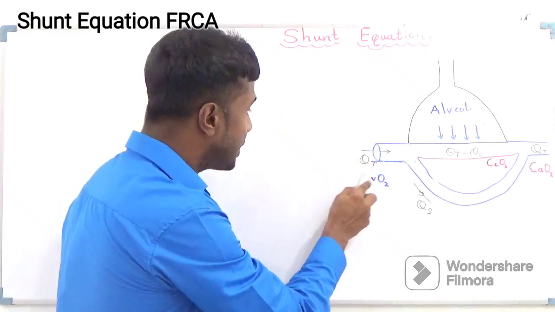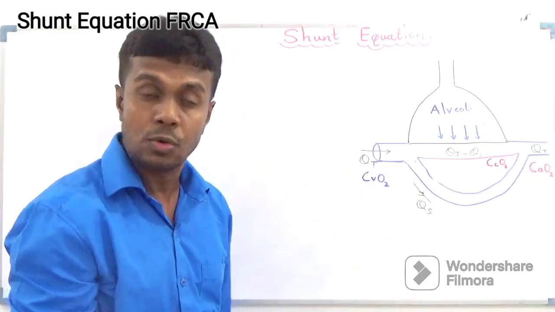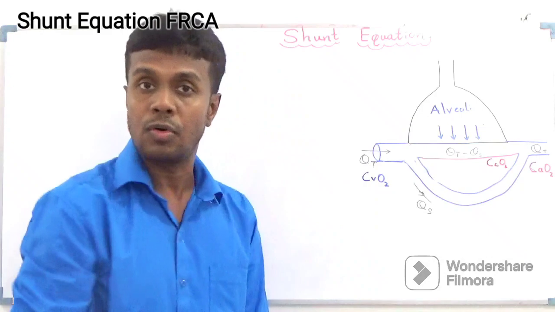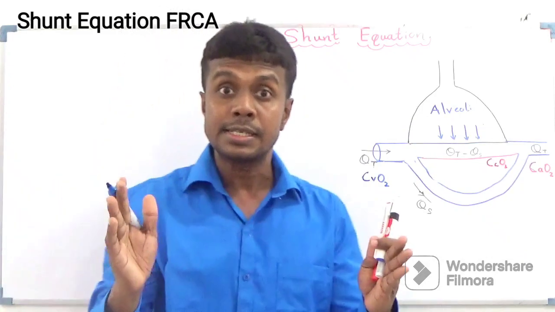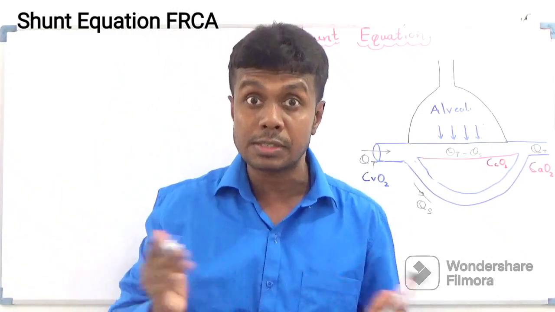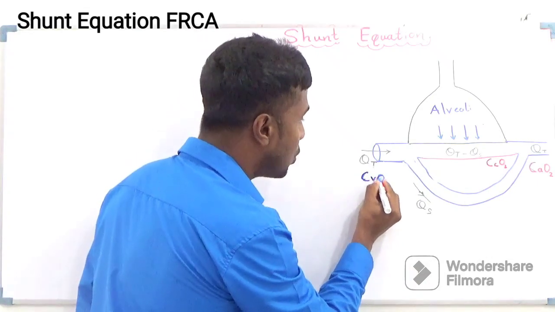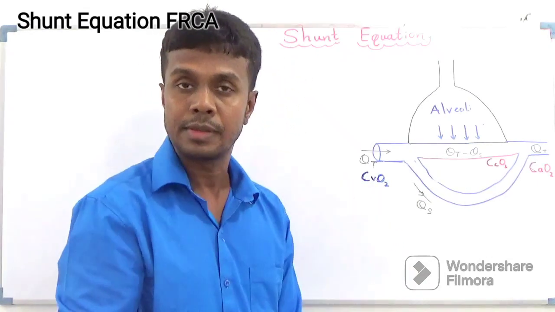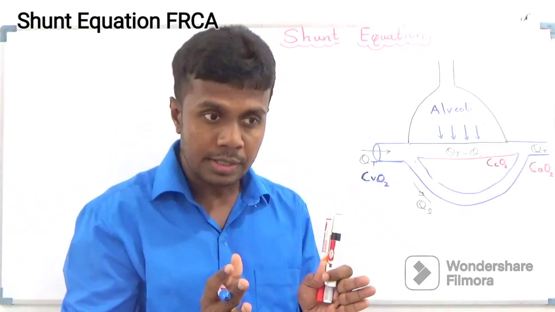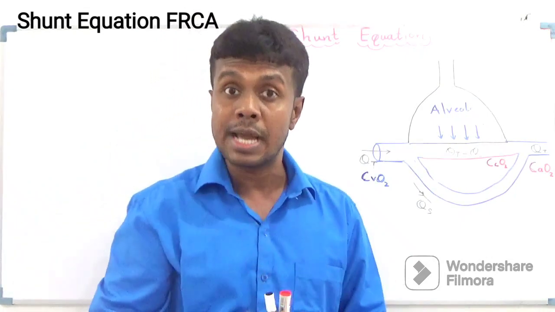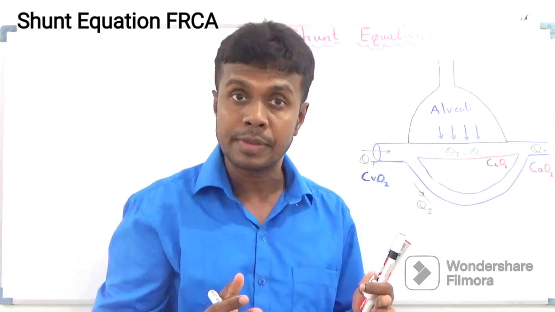The amount of blood coming through the pulmonary artery is called QT, or total flow. It is venous blood, so the amount of oxygen present there is called CVO2, the venous oxygen amount. The amount of blood which does not participate in the gas exchange is called shunt.